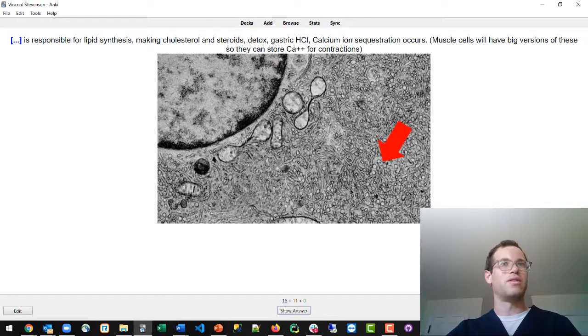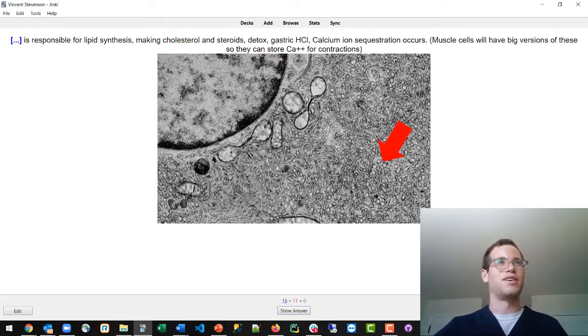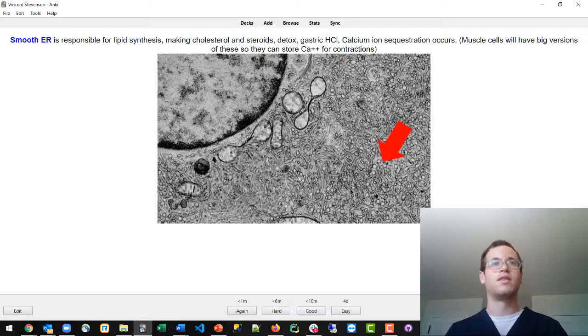And we have another structure or organelle inside of our cells that is called the smooth endoplasmic reticulum. This is responsible for lipid synthesis, making cholesterol and steroids, detoxifying things, producing gastric hydrochloric acid, and also sequestering, which just means storing, the calcium ions. And an example of this would be in the muscle cells that do a lot of contractions, so they need to have a reservoir of calcium ions for the cross bridges that happen in order to actually allow you to move your muscles.